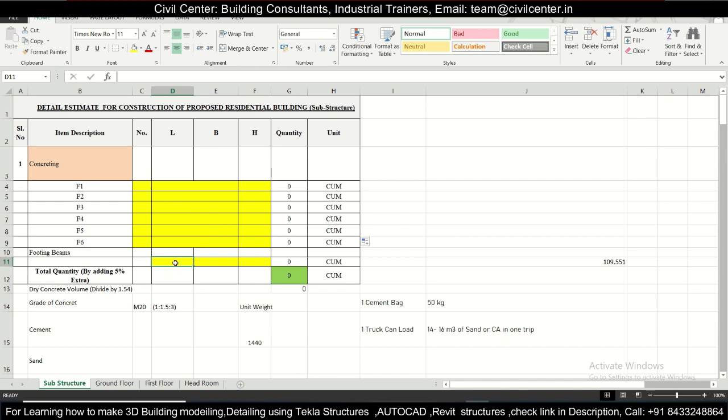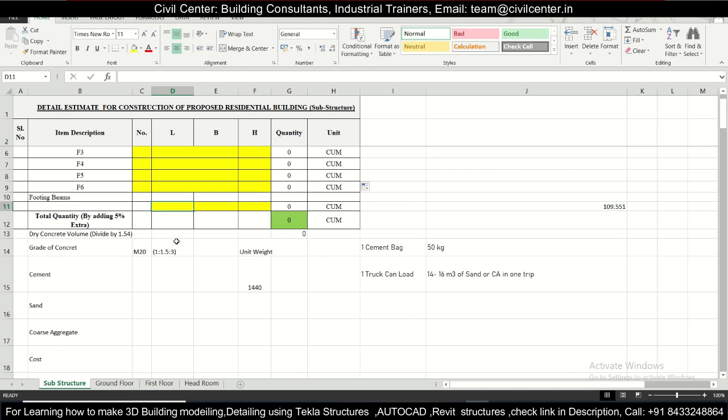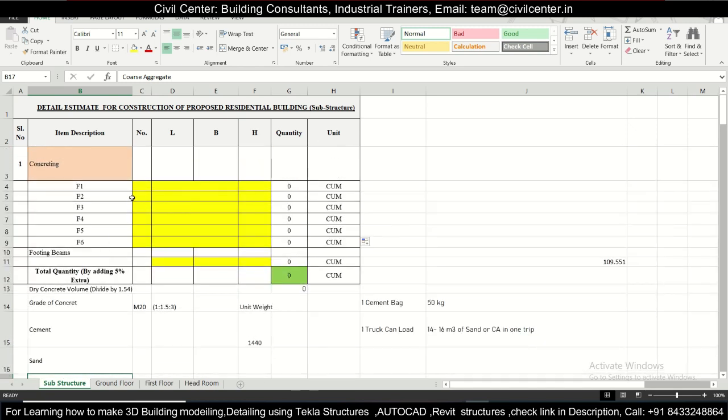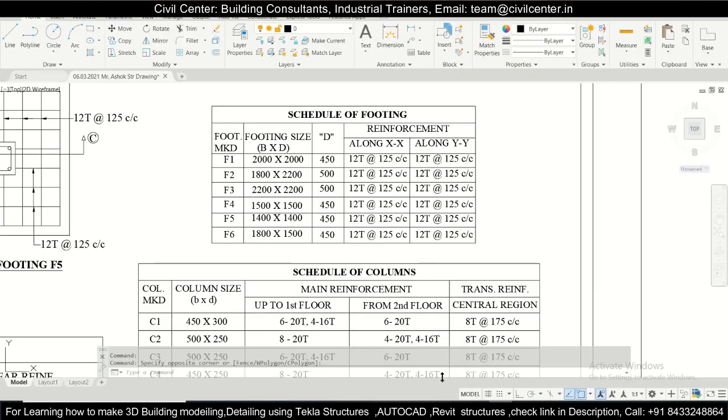Since they are of the same size, we'll just insert the length, the breadth and the height, and after that we'll get the quantity, and after that we'll also find out the quantity of cement, sand, and coarse aggregate, and also the cost of the materials in this project. So we'll go one by one. It's very simple, but we need to do this properly.